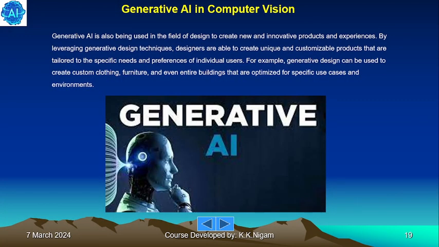Generative AI is also being used in the field of design to create new and innovative products and experiences. By leveraging generative design techniques, designers are able to create unique and customizable products that are tailored to the specific needs and preferences of individual users. For example, generative designs can be used to create custom clothing, furniture, and even entire buildings that are optimized for specific use cases and environments.